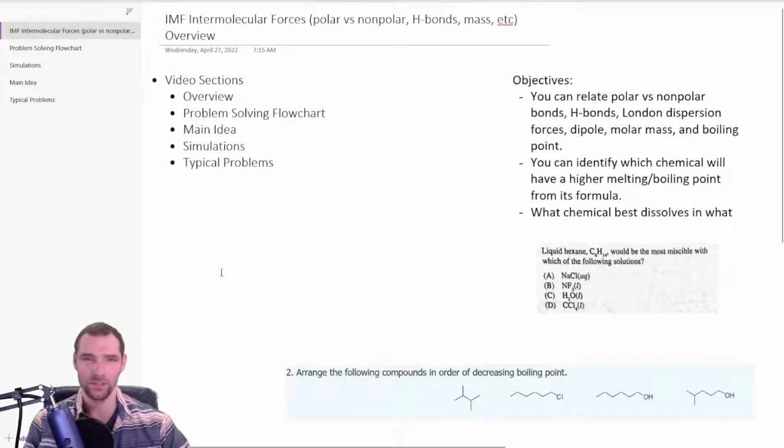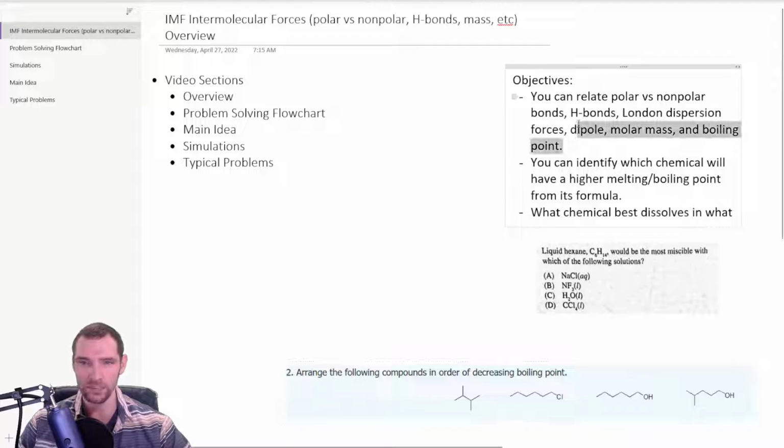Today we're going to go over intermolecular forces. We're going to think about how you solve these problems and what you need to know. We're going to go over actually first some simulations, then the main idea, and a couple of these problems that look kind of like this.